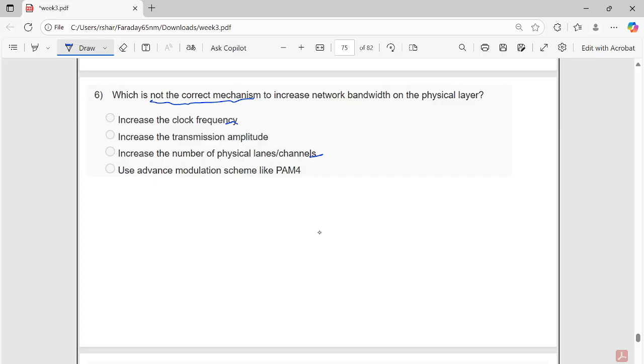Next, using advanced modulation schemes like PAM4 increases bits per symbol, boosting bandwidth without increasing frequency. But increasing the transmission amplitude, the signal strength, does not increase bandwidth. It affects signal quality and reach, but not the data rate. So the option which is wrong is increase the transmission amplitude.